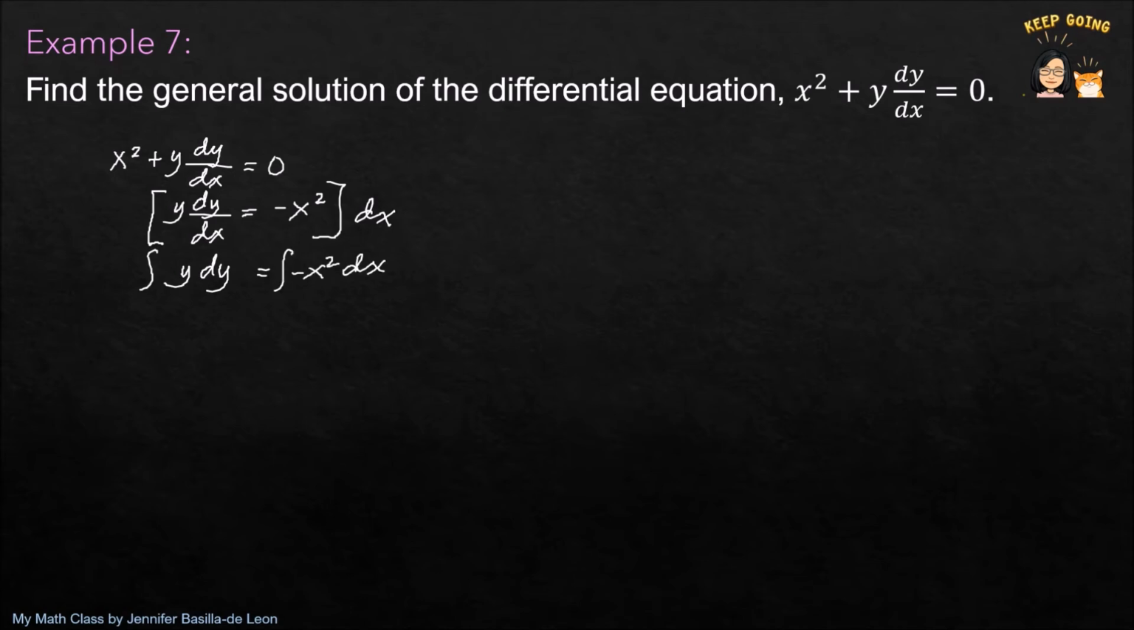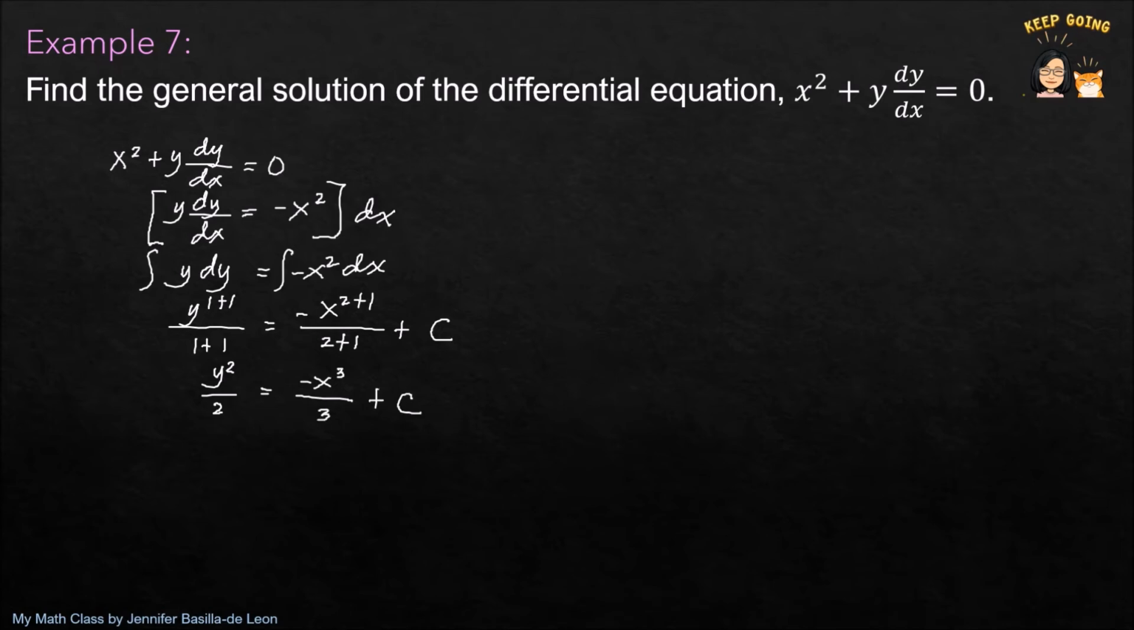And then we get the antiderivative of each function. So we will have y raised to 1 plus 1 over 1 plus 1 equal to negative x squared plus 1 over 2 plus 1 plus c. So we simplify, we shall have y squared over 2 equals negative x cubed over 3 plus c.